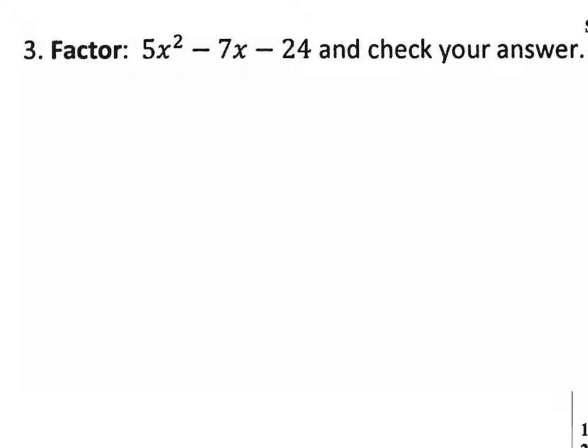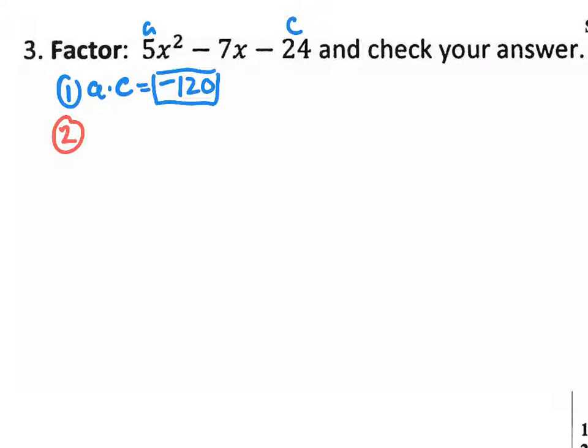Okay, so again, I recommend being as detailed as possible. Label your steps, right? Step 1 is to multiply a times c. A is 5, c is negative 24. If you do it with the calculator, you will get negative 120. Now, step 2 is to think of the multiples of that answer of negative 120 that combine together to give you the b value, which happens to be a negative 7, right? Now, don't even try to figure that out. Right now, just make a list.